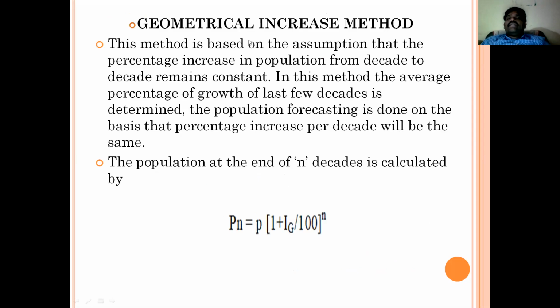Next one is the geometrical increase method. This method is based on the assumption that the percentage increase in population from decade to decade remains constant. In this method, the average percentage of growth for the last few decades is determined. The population forecast is then based on that percentage increase per decade being constant. And the formula is Pn equal to P into (1 plus Ig by 100) power n. We'll see how to calculate as per this formula.